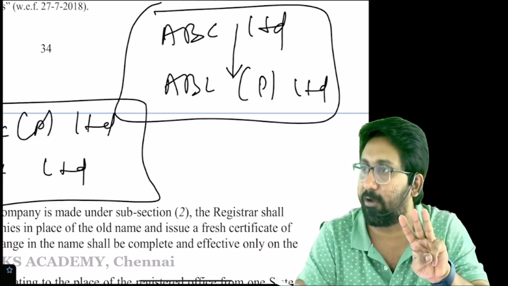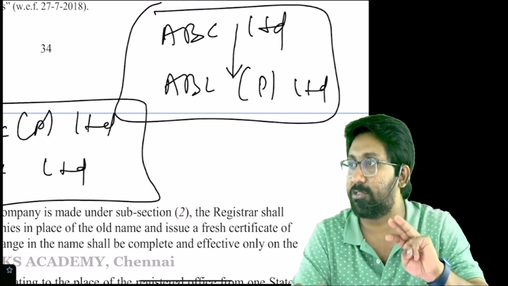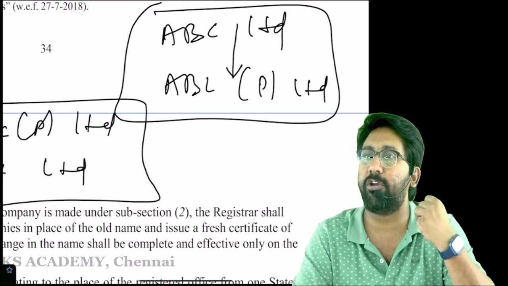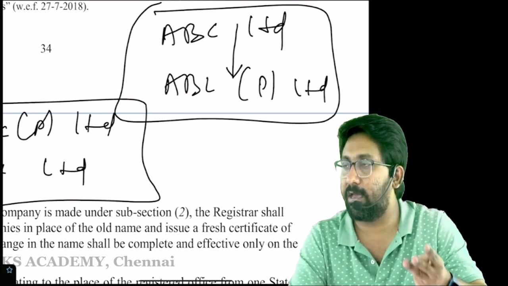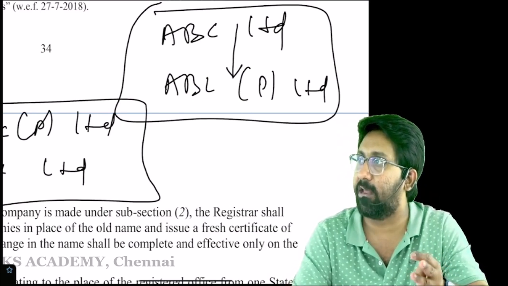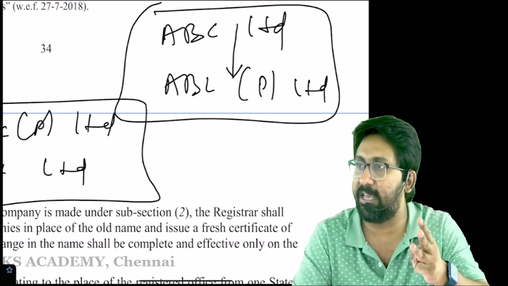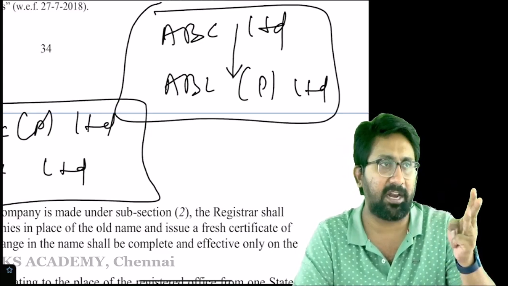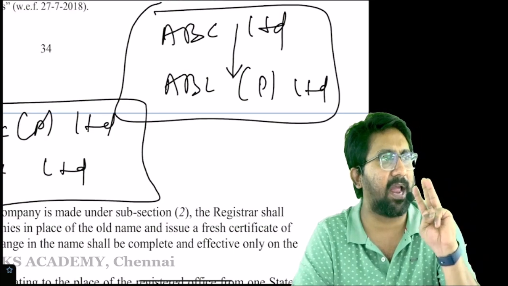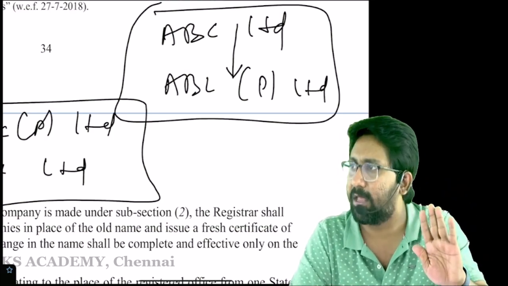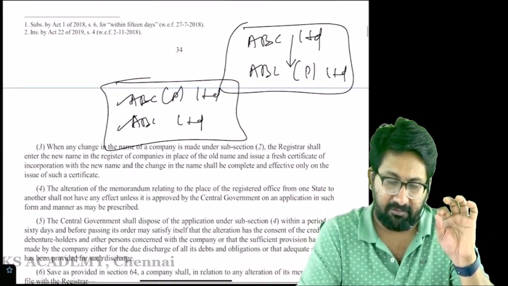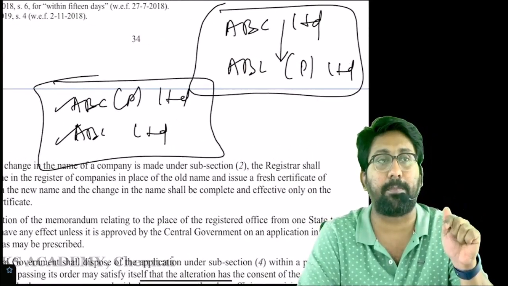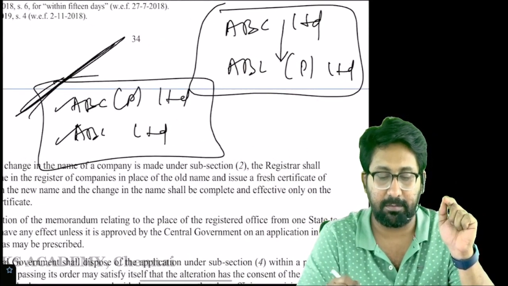Third point. After that, once you alter the MOA, you need to alter your AOA. If you want to alter the AOA, first again the shareholders have to pass a special resolution in a general meeting. Alter your articles by adding it. Everyone understood? Now tell me, first situation, private to public, public to private.